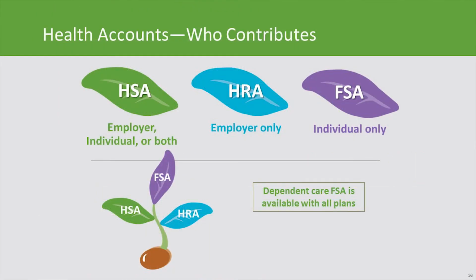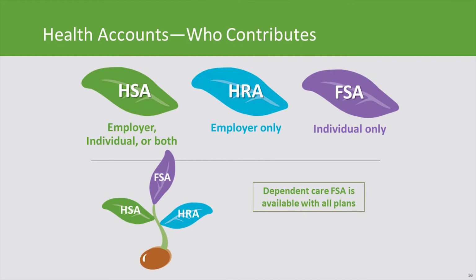So who contributes to these different accounts? If we start over here with an HSA, for two out of three plans, there is the employer. Remember that $750 with the H1500 comes with the plan. But you as an individual can choose to contribute to that plan. So with the HSA, the employer, the individual, or both can contribute. With the HRA, you cannot make your own contribution. It's what comes with the plan.